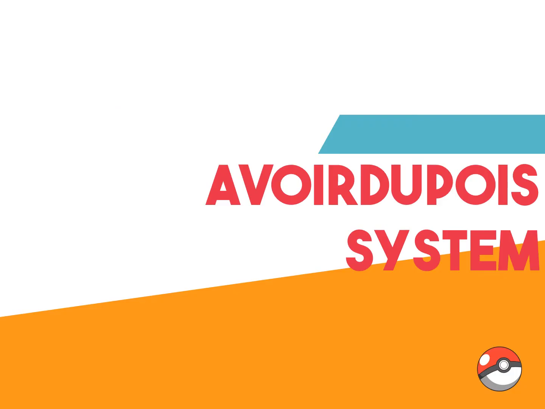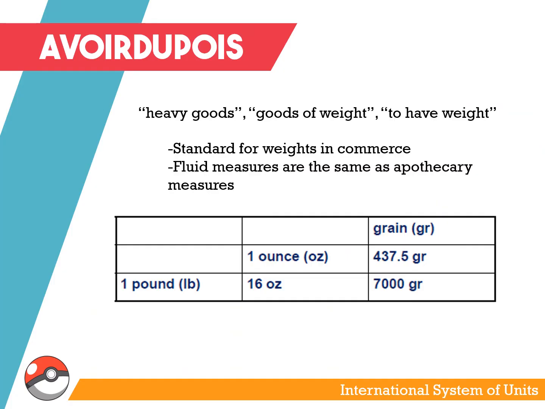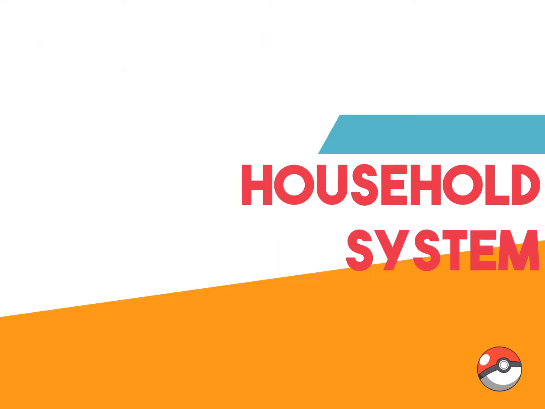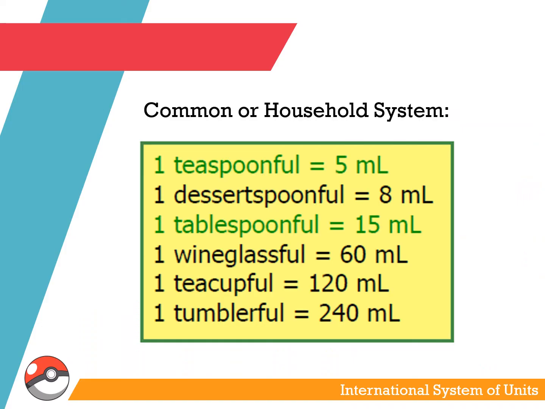Next is the avoirdupois system. Avoirdupois means heavy goods, goods of weight, or to have weight. So it is a standard for weights in commerce. Fluid measures are the same as apothecary measures. Here we have 1 pound is equal to 16 ounces, and 1 ounce is equal to 437.5 grains. Again, memorize.